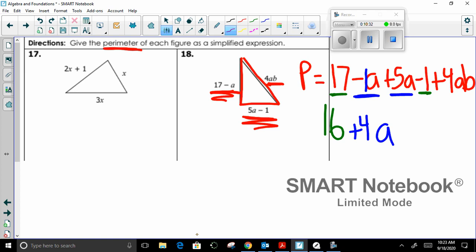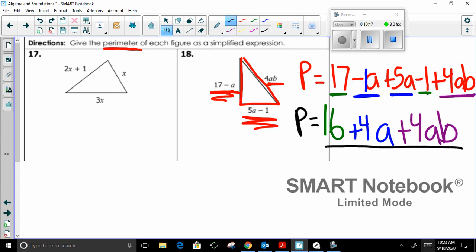Now it looks like I have this left, AB. I have nothing else to go with that, so throw it on the end. So my perimeter equals, look at the expression that you're left with. Do you have any more like terms? You do not. So your perimeter equals that whole expression.